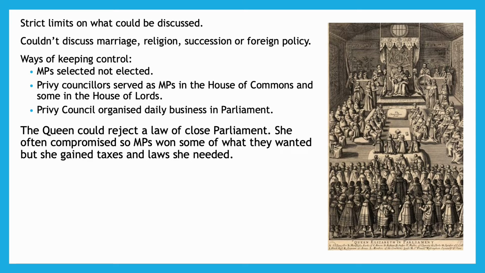To keep control of Parliament, again, MPs were selected. Privy Councillors served as MPs in the House of Commons and in the House of Lords, and the Privy Council organised the daily business. If MPs didn't do as she wished, she could always just reject the law, but she often would offer a compromise so that these members of Parliament were getting some of what they wanted, but she still got the taxes and the laws that she needed.